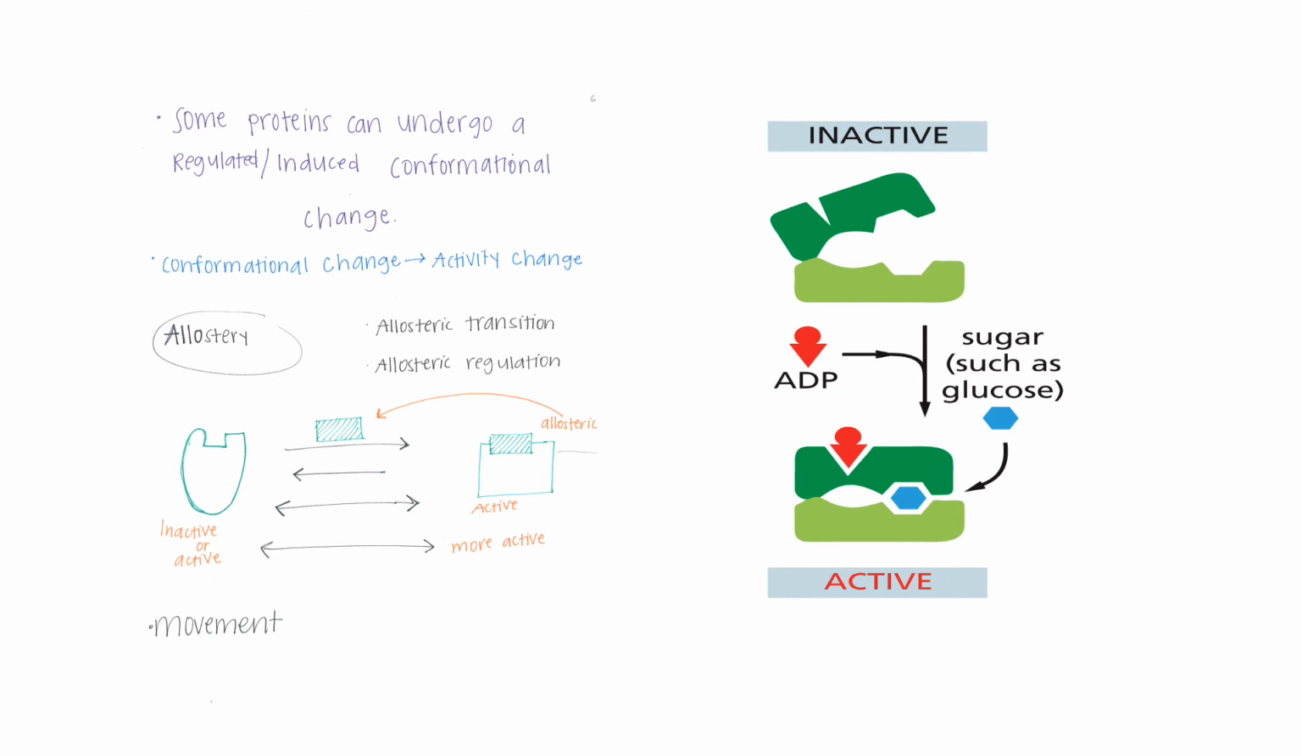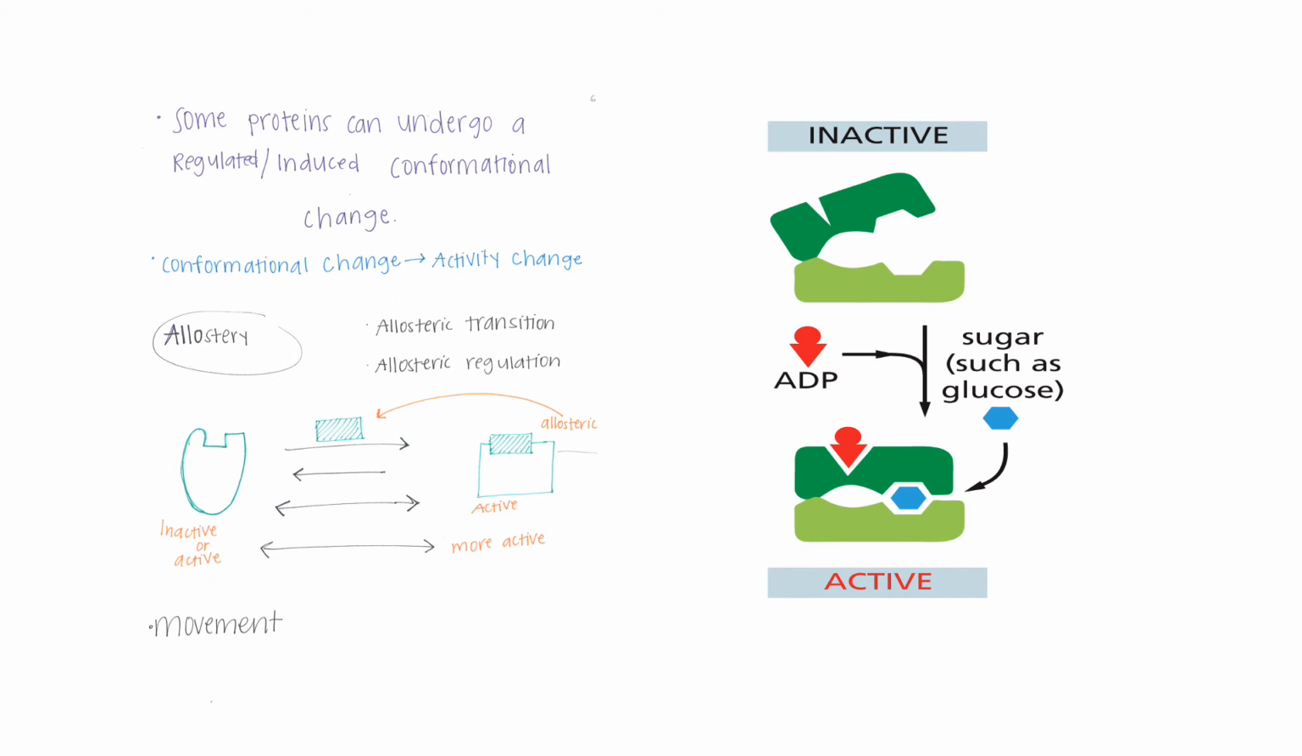So what I have written here is some proteins can undergo a regulated or induced conformational change. That can change their conformation a little bit. And that conformational change causes a change in activity. And that is referred to as allostery. Sometimes it's referred to as an allosteric transition or allosteric regulation, where the cell can change the activity of a protein by altering its structure.